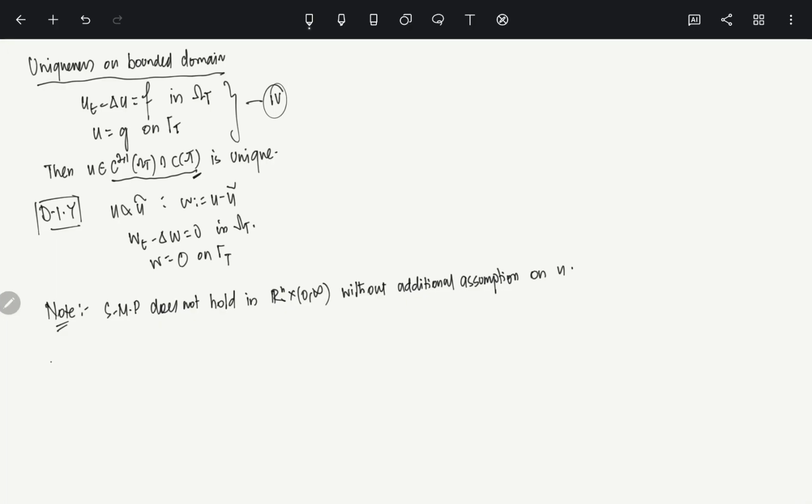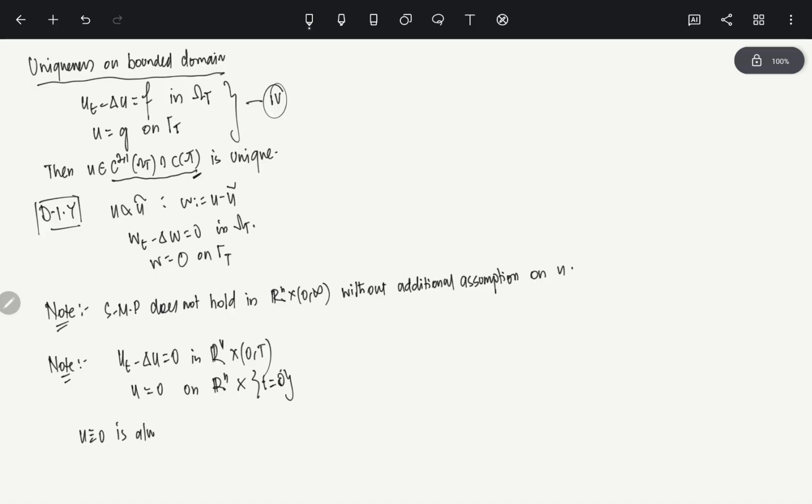There is another small note which I want you to know. This is very, very important. See, u_t minus Laplacian of u equals 0 in R^n cross (0, T), and let's say u equals 0 on R^n cross {t equals 0}. Of course u equals 0 is always a solution. Now there are other solutions. There are infinitely many solutions, and one can show there exist infinitely many solutions. We will talk about how to find solutions in the next class.